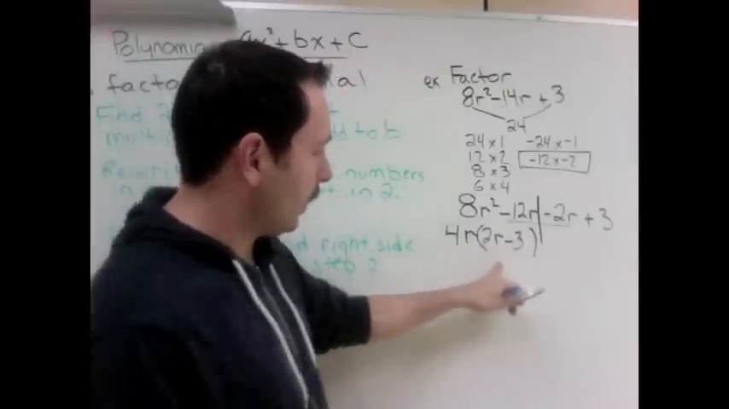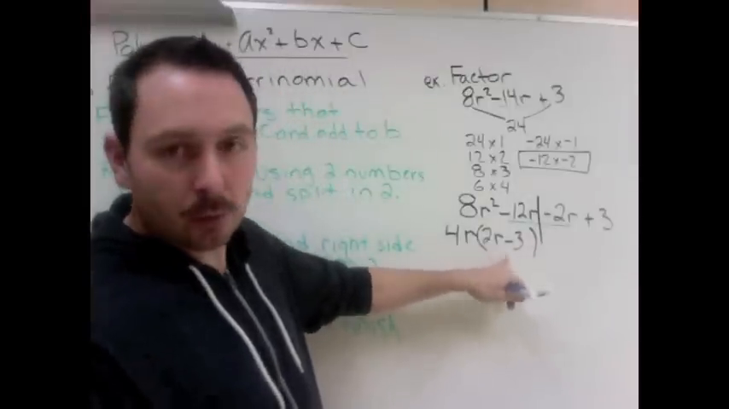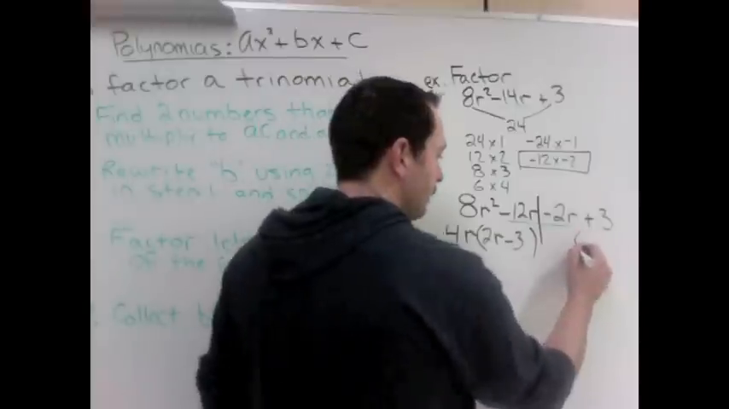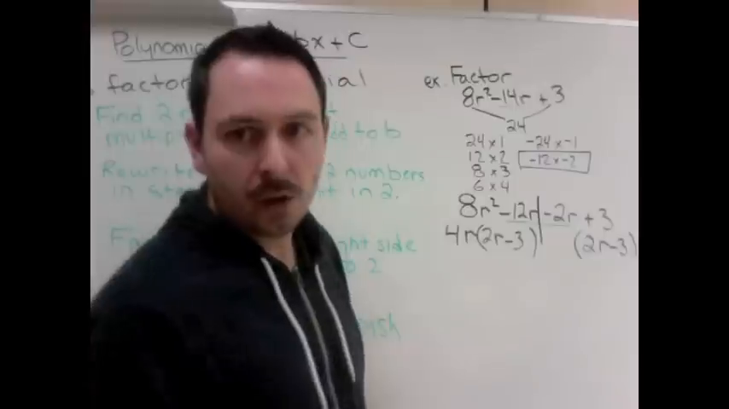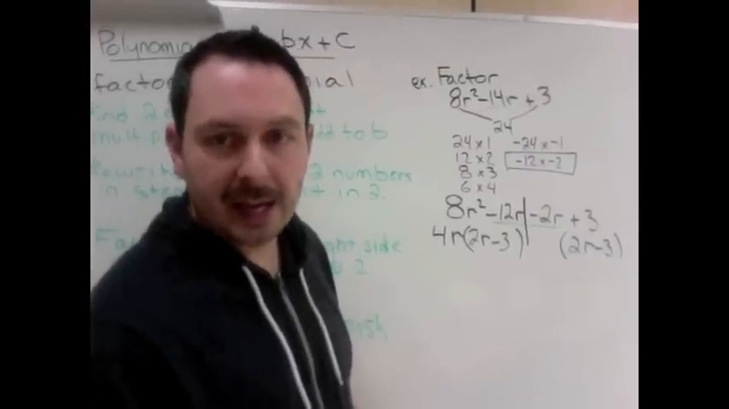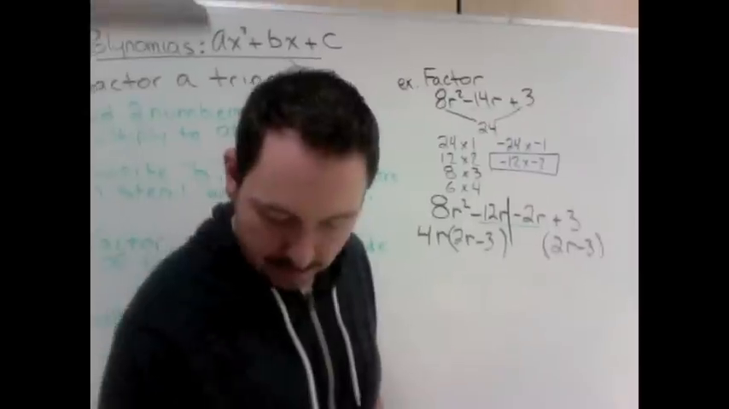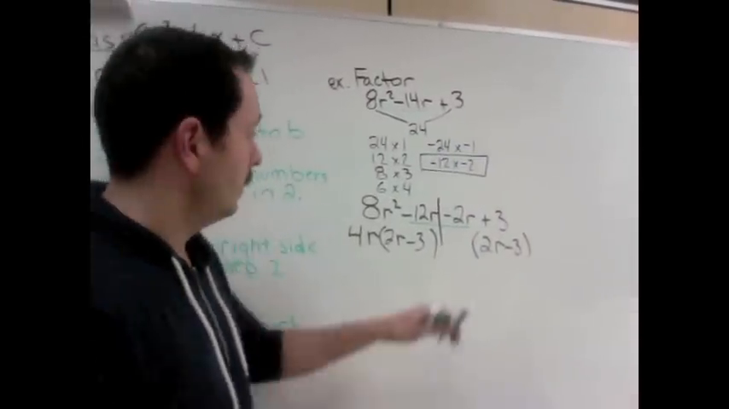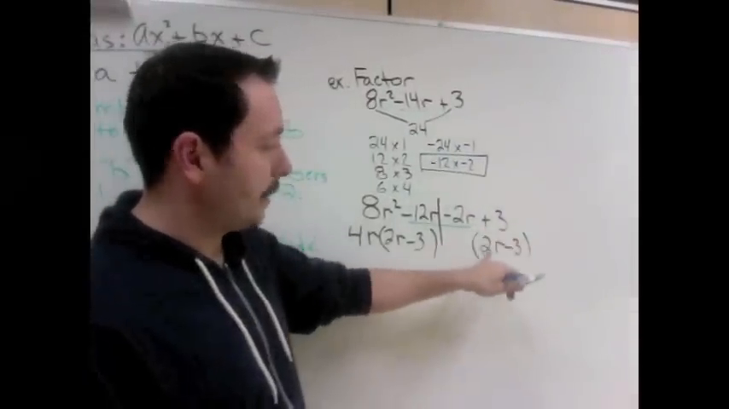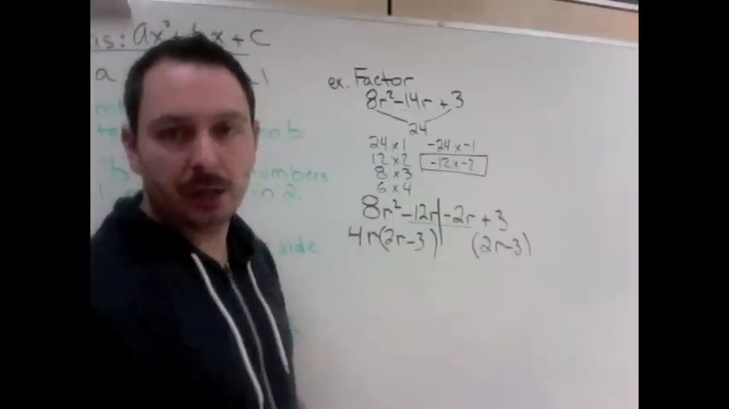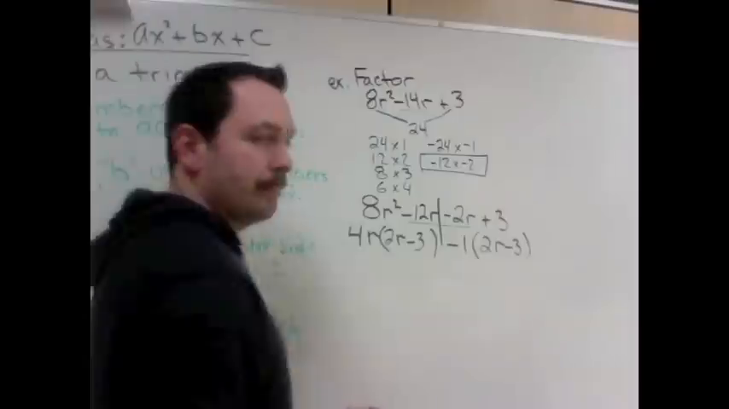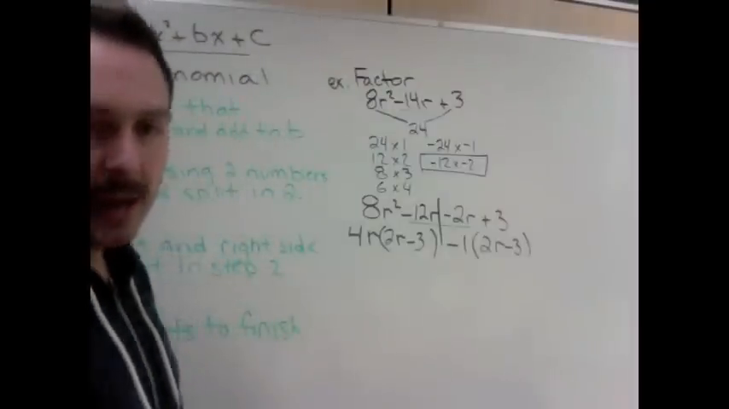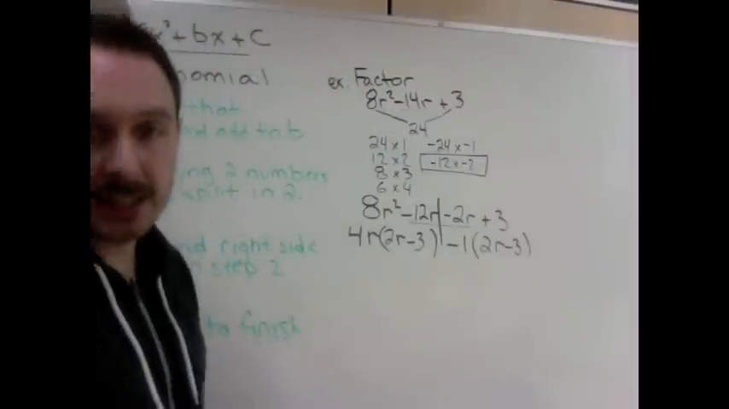Now next, if you think of it this way, whatever we got in this bracket must be the bracket I get over here. So what do I need to take out of negative 2r plus 3 to get plus 2r minus 3? Well, I need the signs to change, so I'm going to divide it by negative 1. And then the last step said collect your brackets to finish.